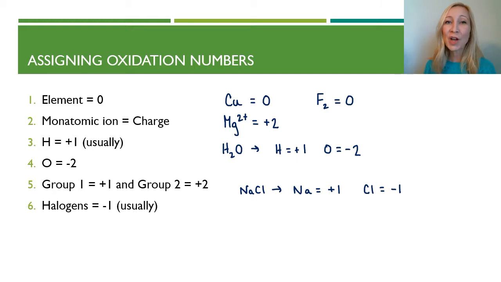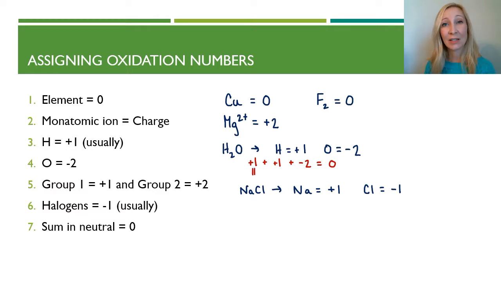Now, as you saw with the water, with the H2O, if we add the oxidation states of the elements in a compound, in a neutral compound, the sum of all of those oxidation states will be 0. So in that water, we had 2 hydrogens with a positive 1 oxidation state and 1 oxygen with a negative 2 oxidation state. That means if we add these numbers up, we will get 0, and water is a neutral compound. It's a neutral molecule.